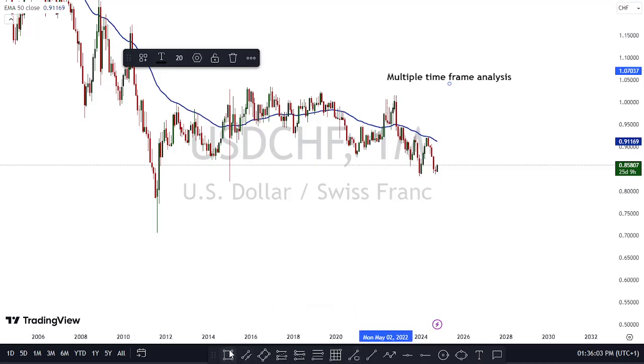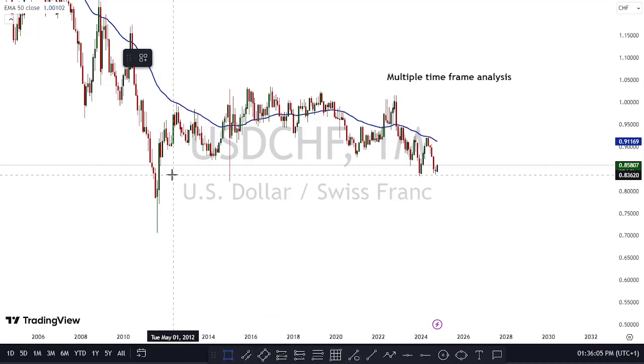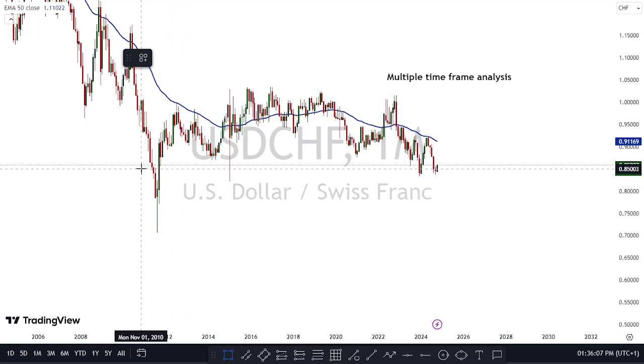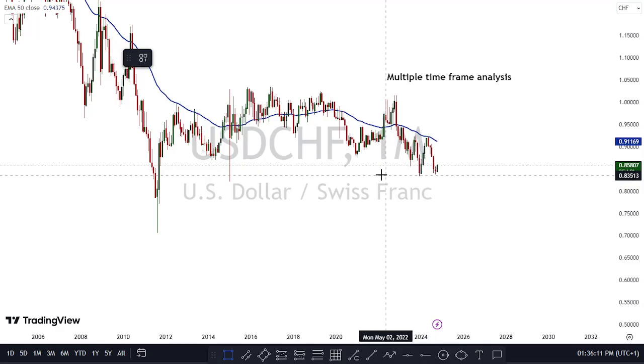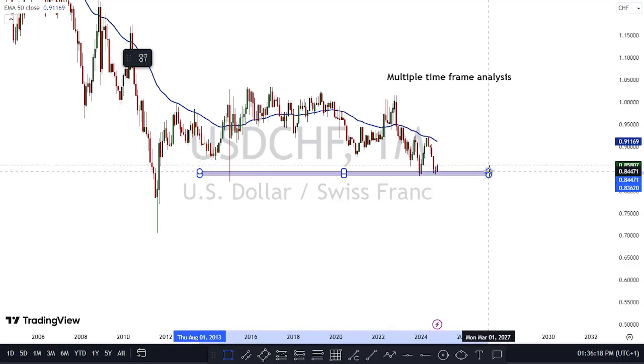So guys, first thing is I have different tools for drawing these levels. On the weekly, this is the tool I use, these two here. So you can see the market since 2015 came here and rejected it. So it's safe to draw our level from here.